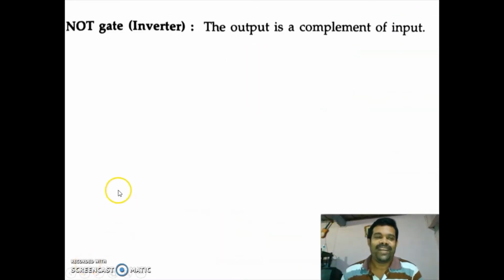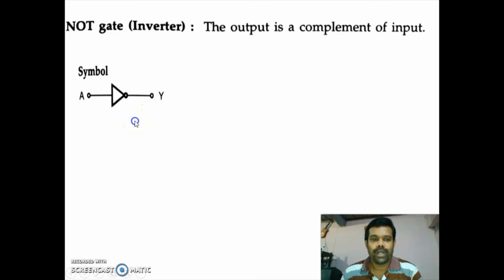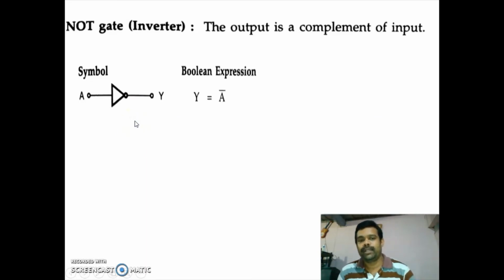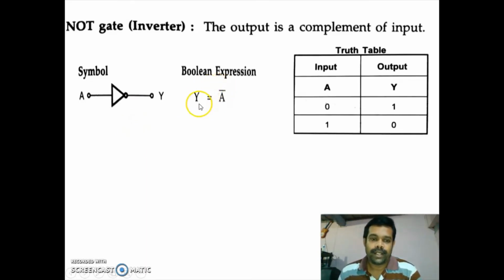So quickly we will recall the gates. NOT gate has only one input and one output, and the output is nothing but the complement of the input. Since it has only one input, 2 to the power 1 is 2, so it has only two combinations, 0 and 1. So this is the diagram, this is the expression, and this is the truth table.